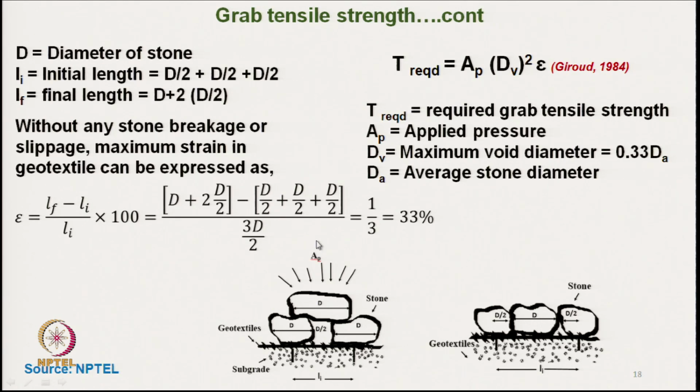If we know the applied pressure and the maximum void diameter, for the stone system with diameter D, it is 0.33 times dA, where dA is the average stone diameter. So, this equation can be used to calculate the required grab strength. If we know the required grab strength from all this data, and we know the actual grab strength of the textile material, we can calculate the factor of safety.